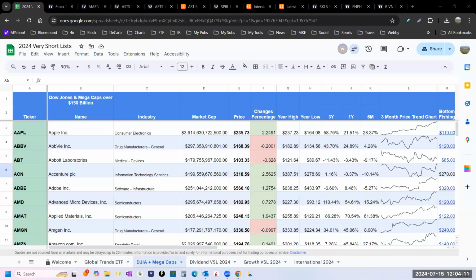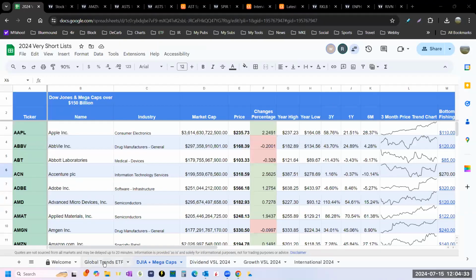Going to talk a little bit about our very short lists and then get into some of the trades that I am making this week on the option side and why I am doing them. So first off, this is the Dow Jones Industrial Average and other mega caps sheet in the very short lists.